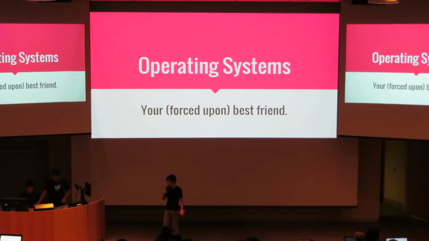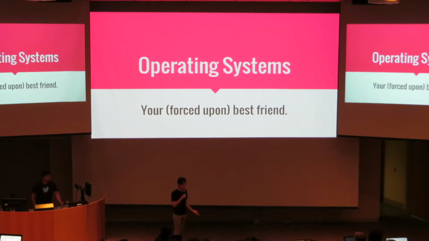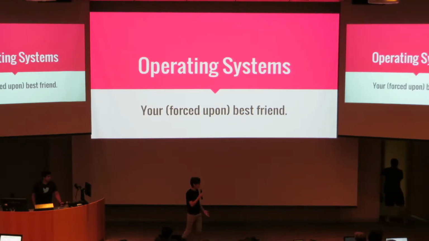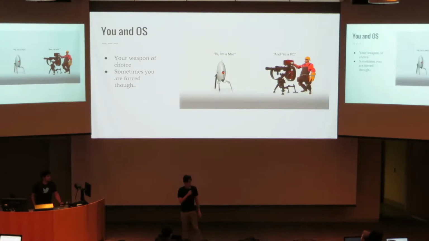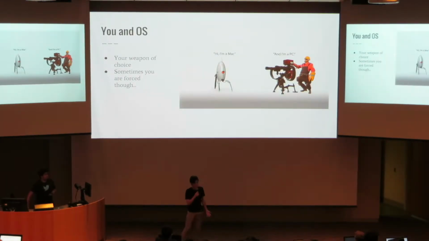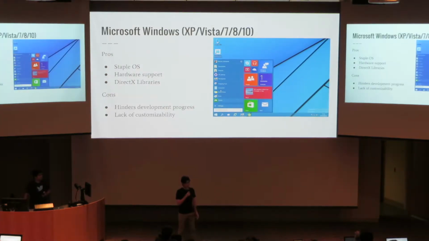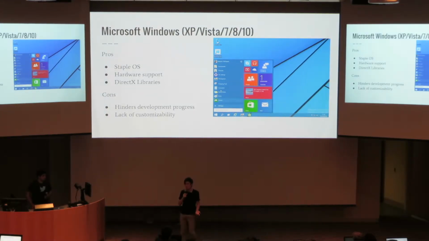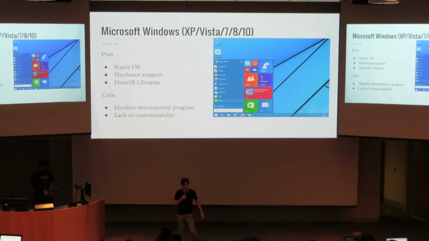So the first thing I'll go over is operating systems. This is what I call your forced upon best friend, because you can't really avoid working with an OS when it comes to developing, at least. So there are a couple. The first thing we need to talk about when we talk about operating systems is your operating system choice. And the first operating system that we'll go over is Microsoft Windows 7, 8, all the Windowses.